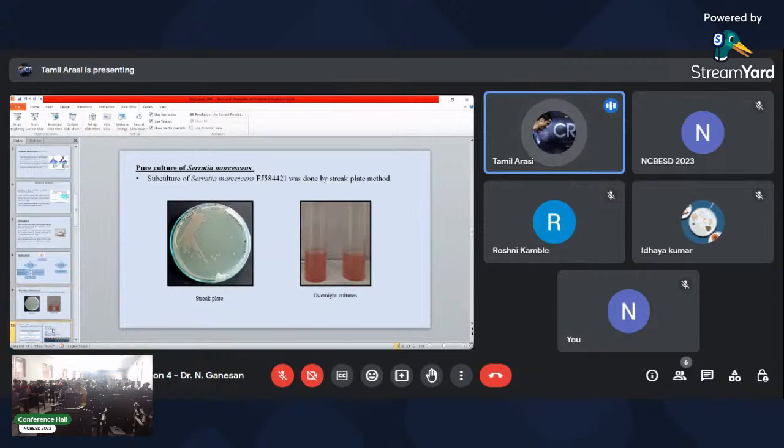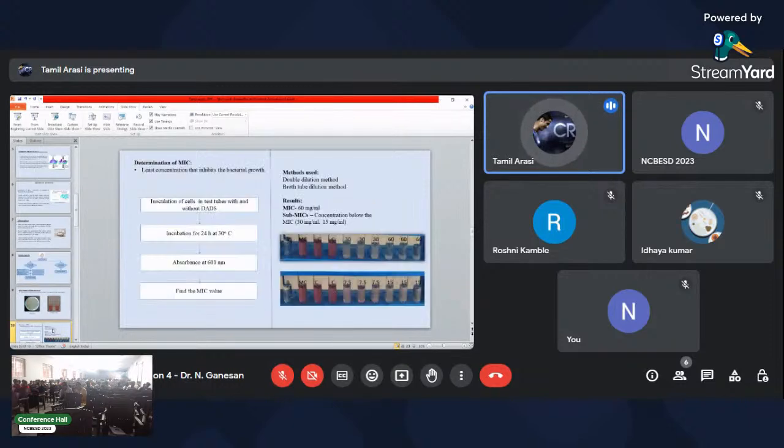And I'll go directly to the procedure. Determination of MIC. MIC is nothing but the least concentration that inhibits bacterial growth. And this is the methodology I've followed. And here in the results, I've found out that 60 mg per ml is the minimum concentration of DATS which could inhibit the growth of bacteria. But my project is not about inhibiting the bacteria. It's about reducing the quorum sensing potential.